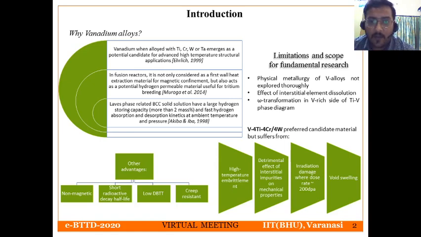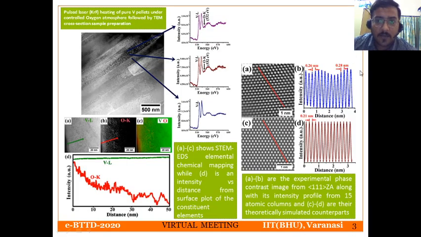The fundamental patented alloy in the structural application sector is the vanadium-4 chromium-4 titanium, but that too suffers from several issues, the most detrimental one of them being the interstitial impurity effect on the mechanical property. There are typical limitations and scope for fundamental research in vanadium alloys. The rest of the presentation is broadly divided into two categories. One is the oxygen incorporation effect and the other is the fate of vanadium when it is alloyed with titanium.